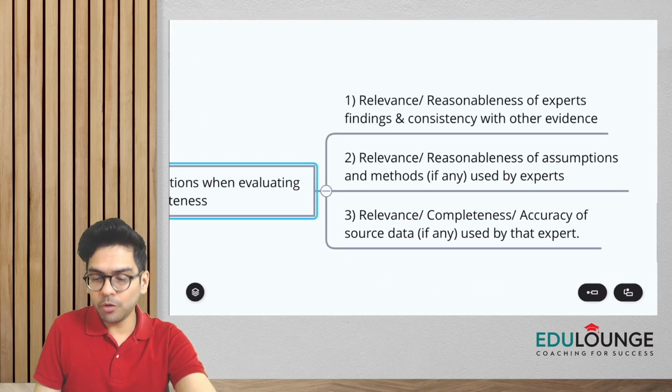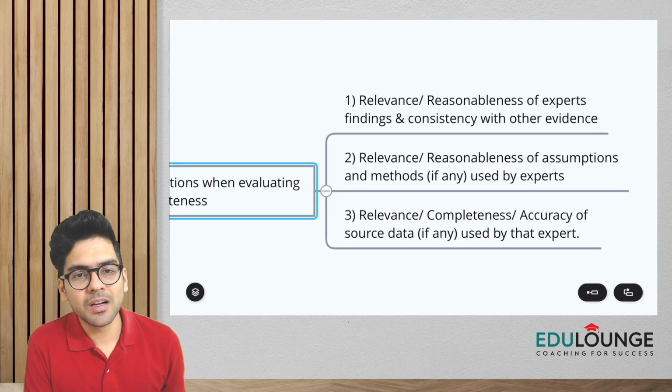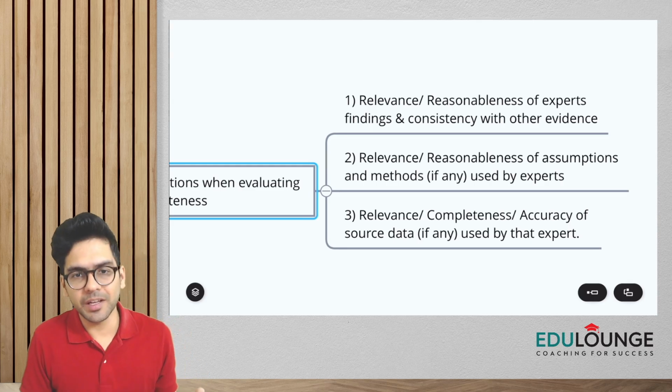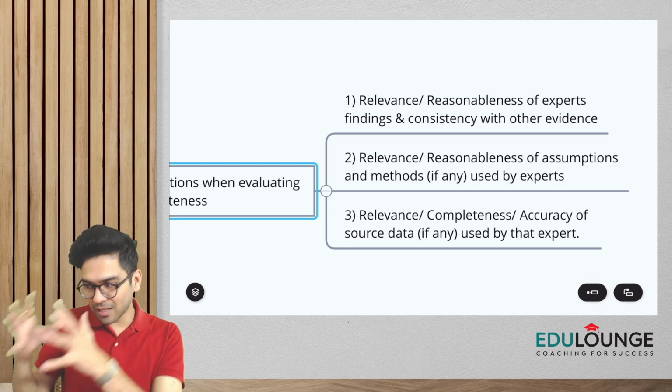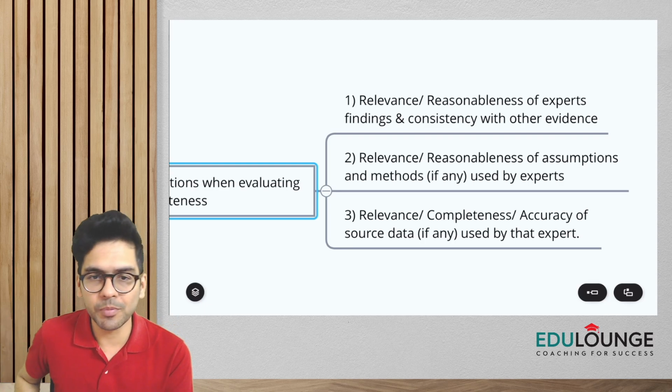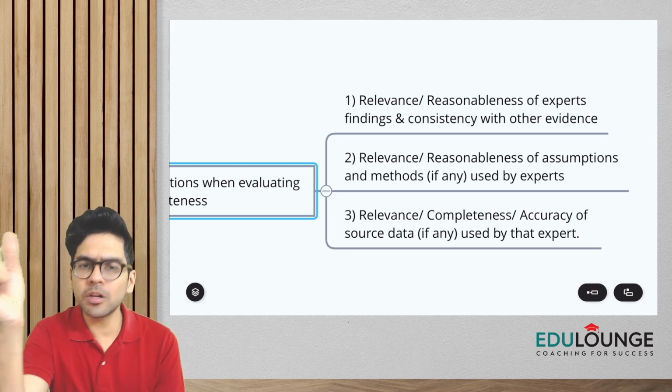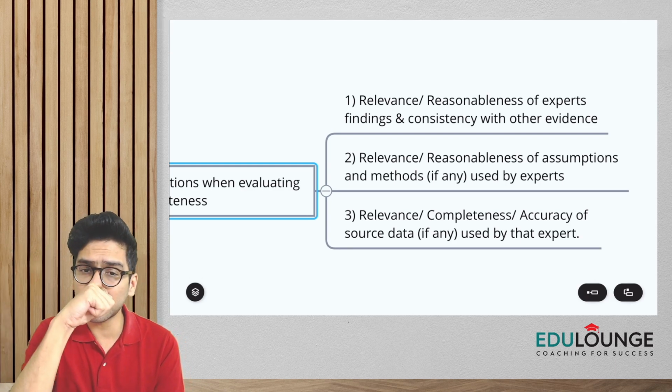Number one, you have to check upon the reasonableness of the expert's findings, and you have to see whether it is consistent with the other evidence that you have obtained. Again, you have to see the reasonableness of the assumptions. So number one is reasonableness of his findings, and you have to see the consistency.